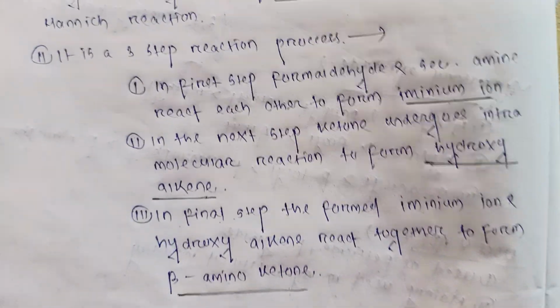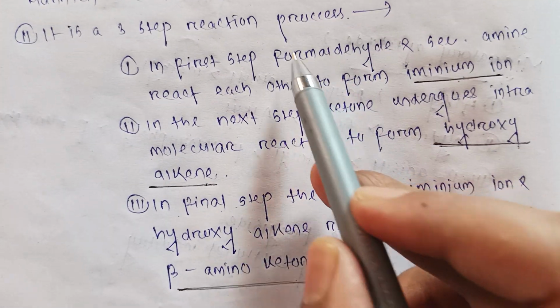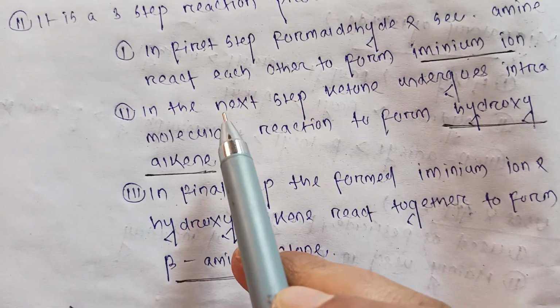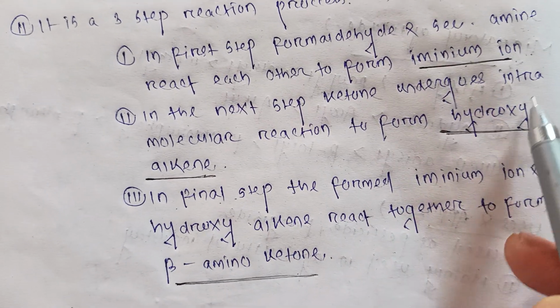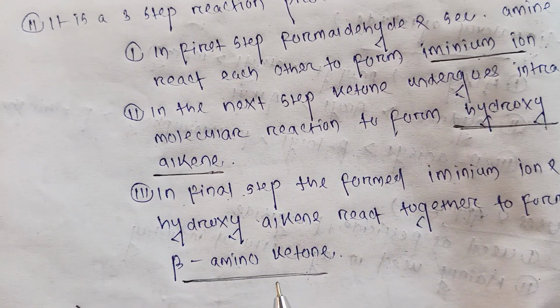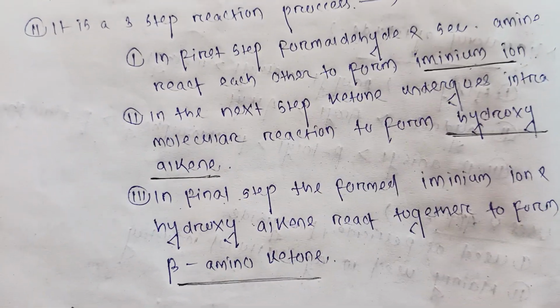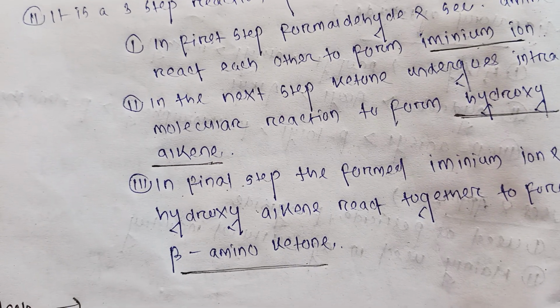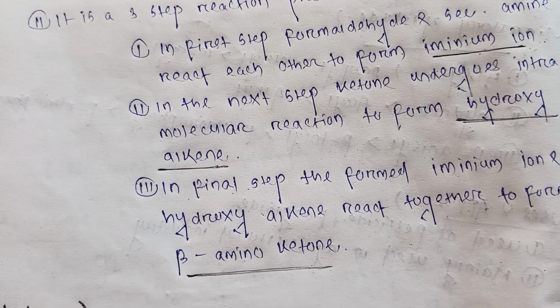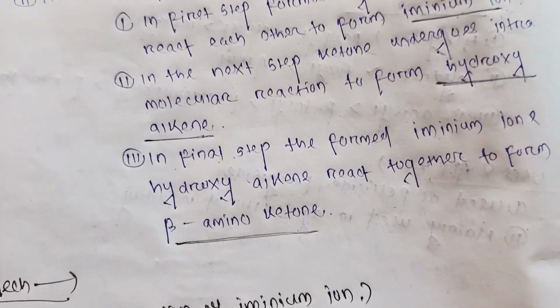So these are the three main steps. In the first step, the formaldehyde and the secondary amine react to form iminium ion. In the very next step, tautomerization of the ketone takes place and forms hydroxyalkene. In the third step, the final product is formed. Now let's see the mechanism. Please note it down in your copy so that it will help you in your examination for writing.